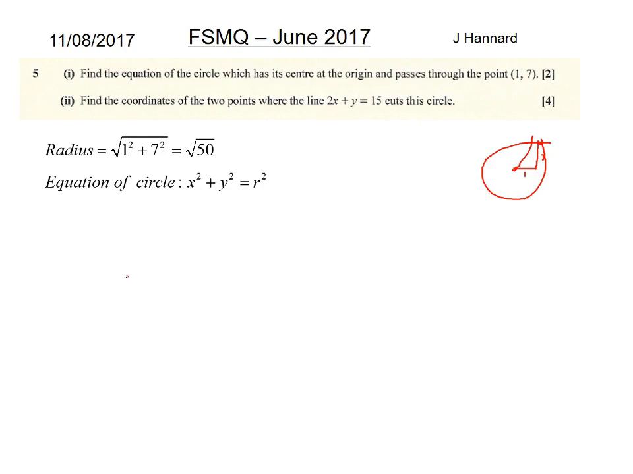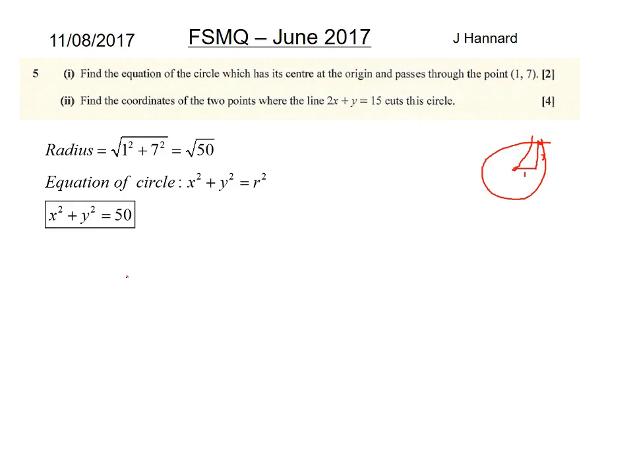So the equation of a circle is x squared plus y squared equals r squared, so therefore we just put 50 in there because it's the origin, so we don't need to put (x minus 0) squared plus (y minus 0) squared. We just get on with it and say x squared plus y squared equals 50 because it's r squared, so therefore root 50 squared, which is 50.